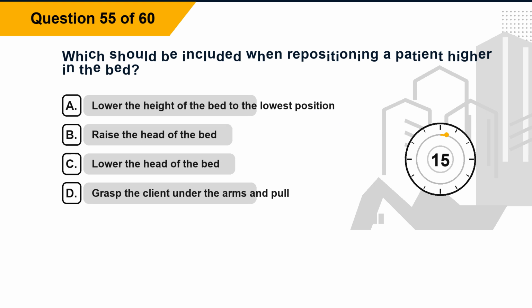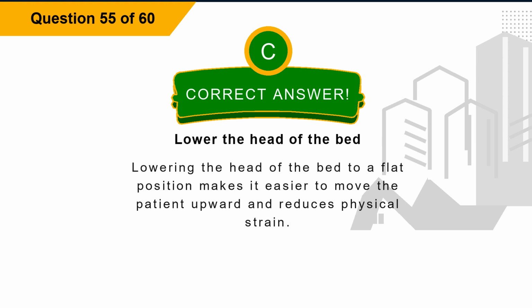Question 55. Which should be included when repositioning a patient higher in the bed? Option A, lower the height of the bed to the lowest position. Option B, raise the head of the bed. Option C, lower the head of the bed. Option D, grasp the client under the arms and pull. The correct answer is option C, lower the head of the bed. Explanation: lowering the head of the bed to a flat position makes it easier to move the patient upward and reduces physical strain.